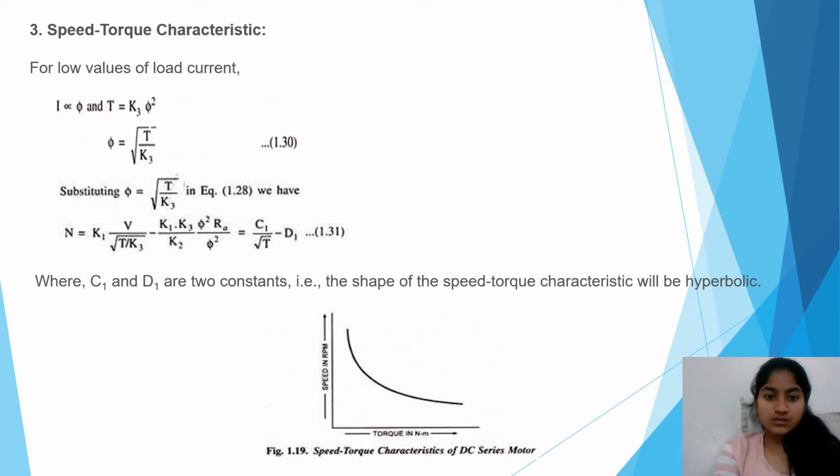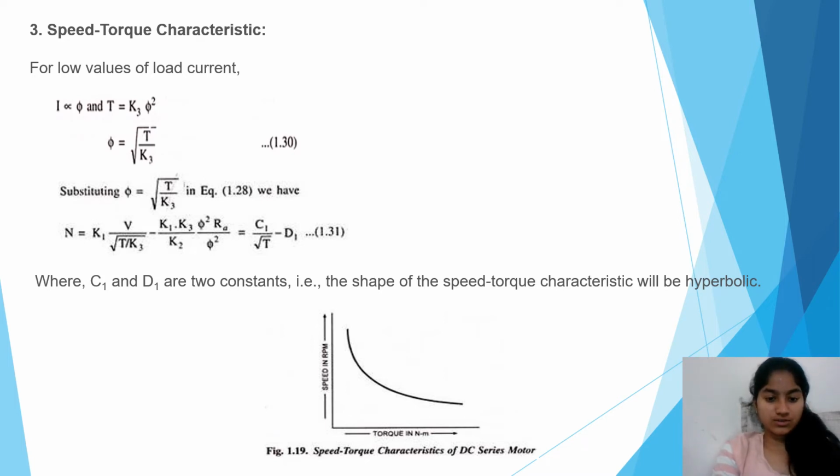The DC series motor torque T is proportional to the square of the armature current Ia. In a load test on a DC series motor, the motor should be started on load condition, because if the motor is started on no load, then it will achieve an extremely high speed.